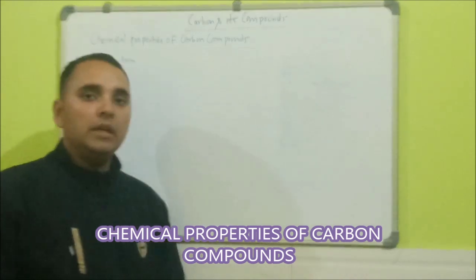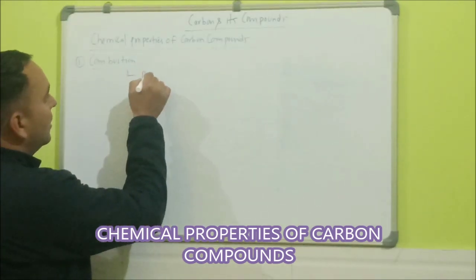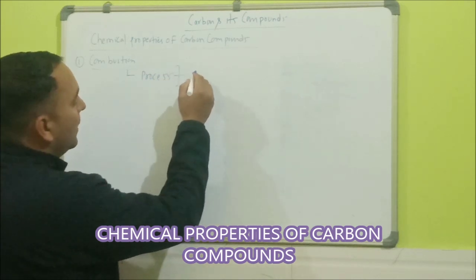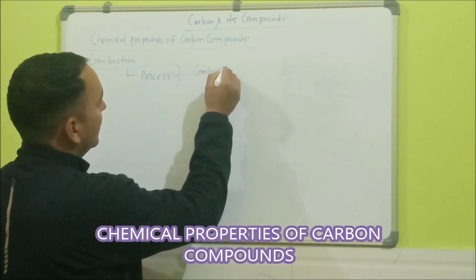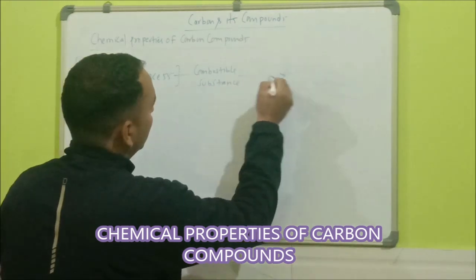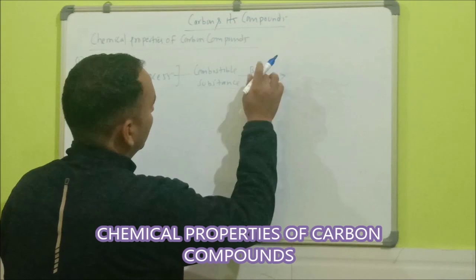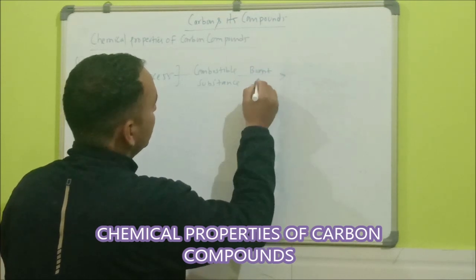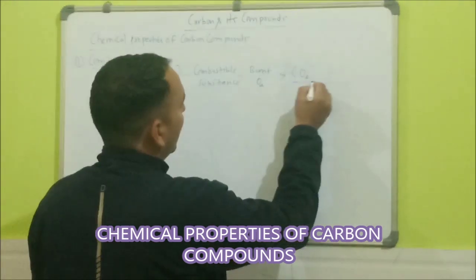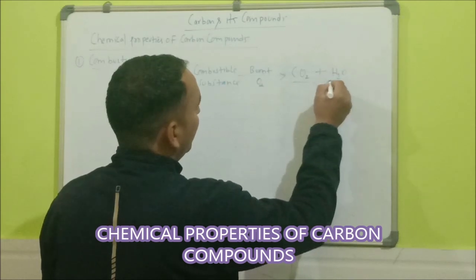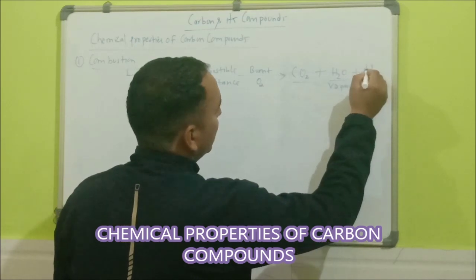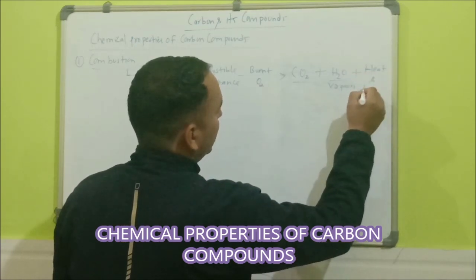We already have an idea that combustion is a process in which a combustible substance is burnt in presence of oxygen and it produces carbon dioxide, H2O vapors, an amount of heat and light energy.